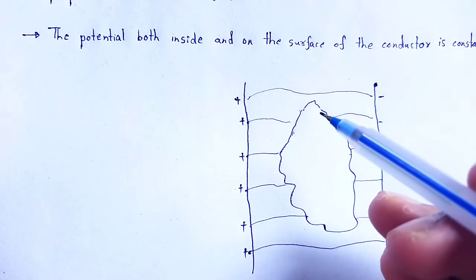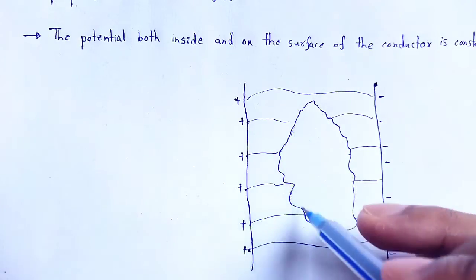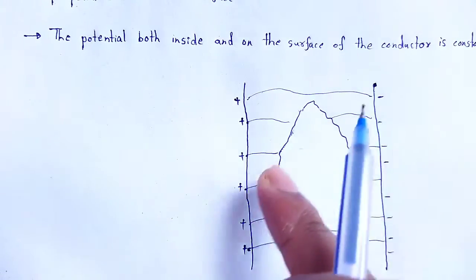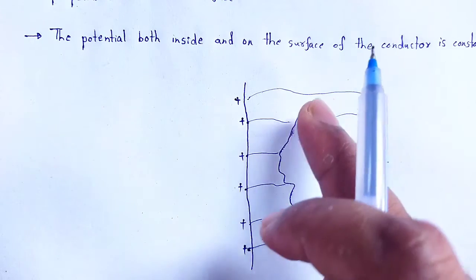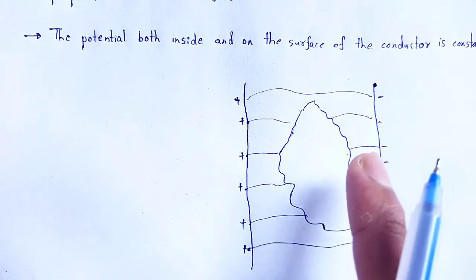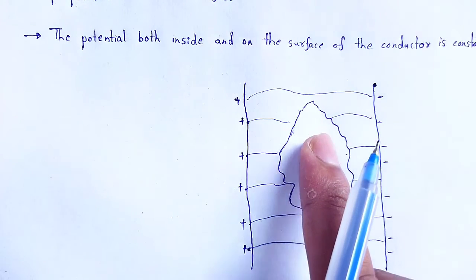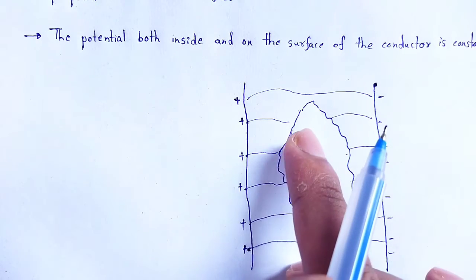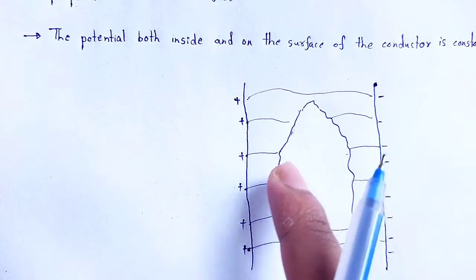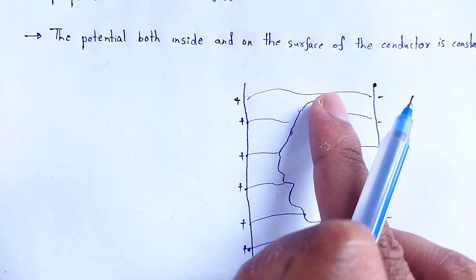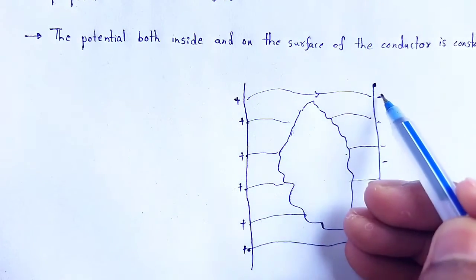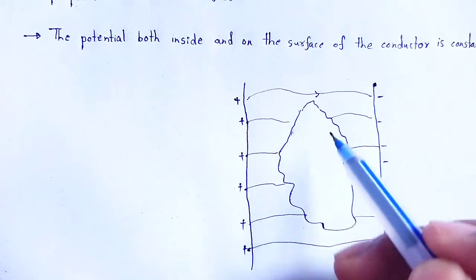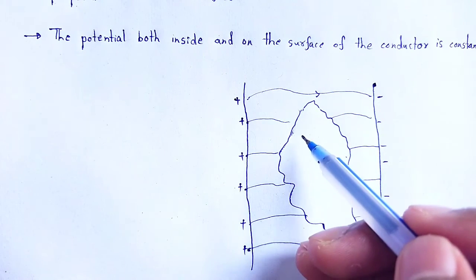The free electrons always exist in the conductor, and when that conductor is placed in an external electric field, what happens to the free electrons? These free electrons experience a force and move in the direction opposite to the applied electric field. This is the applied electric field, from positive to negative, but the free electrons move opposite to the applied electric field.